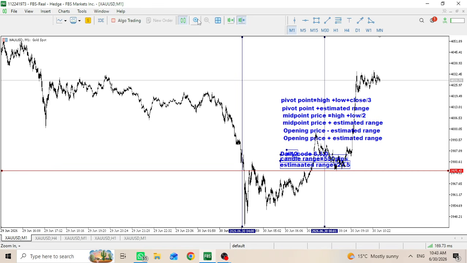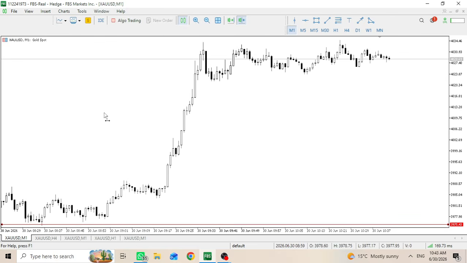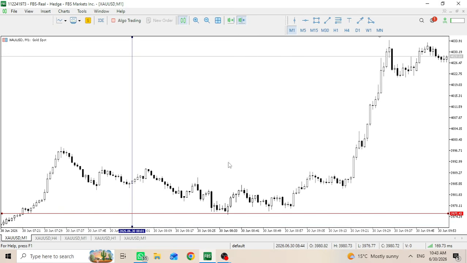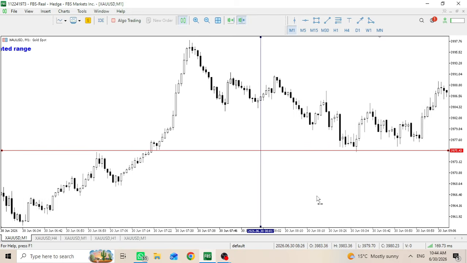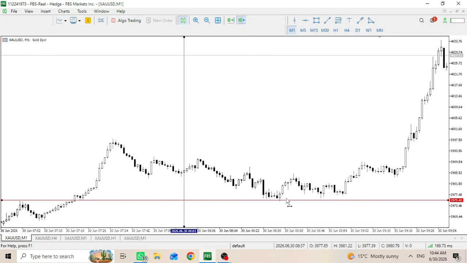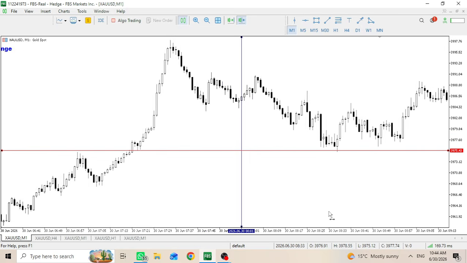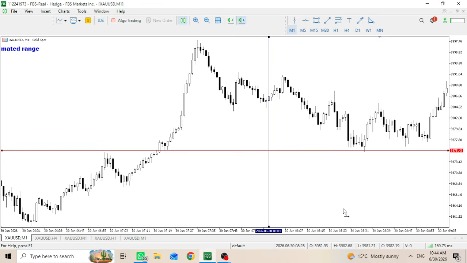So the pivot point of the previous 4-hour candle has been used as what? As the low of the next 4-hour candle. Why? When the candle is bearish and it closes above the midpoint, you use the pivot point of the previous 4-hour candle.